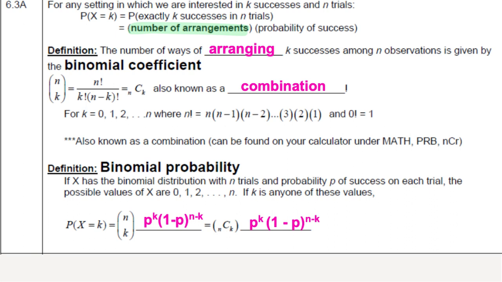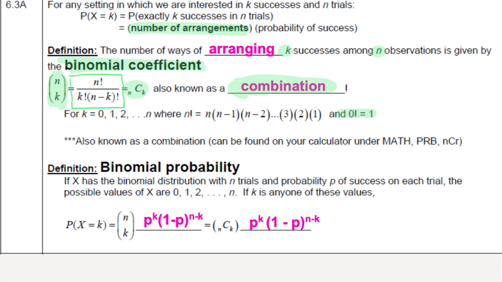So the definition is that the number of ways of arranging K successes among N observations is given by a binomial coefficient. And it's N choose K is how we say that. Okay, and that's going to be N factorial divided by K factorial times N minus K factorial. And here's another notation, NCK, and that's a combination because order doesn't matter. All right, so this is for K equals anything up to N, where N factorial equals all your guys here, and 0 factorial equals 1.